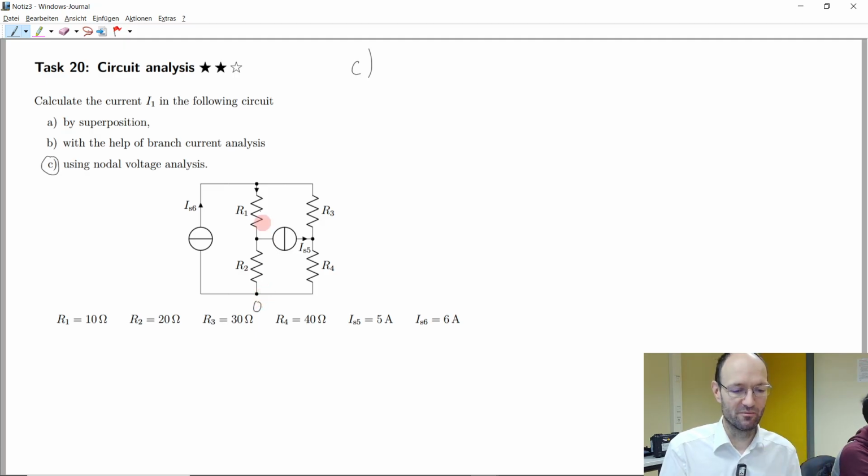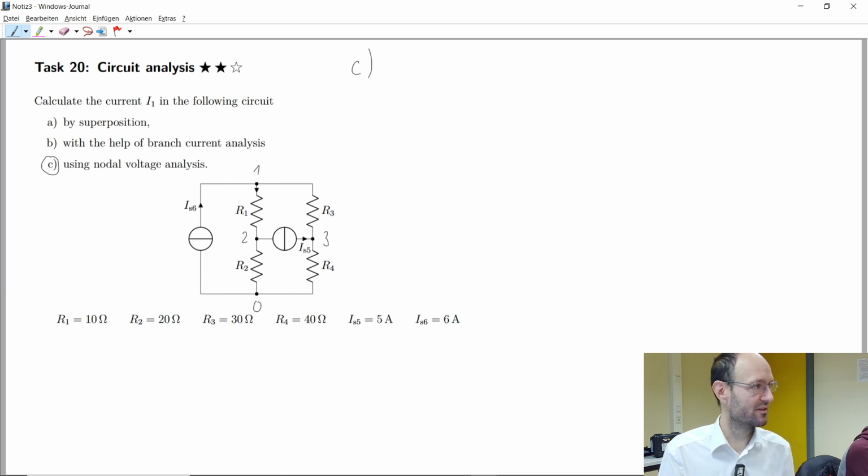we just number them. So, okay, let's say this is node 1, this is node 2, this is node 3, or you could also number them with A, B, and C, but usually you take numbers for them. Okay, so we have a reference node, we have numbered the nodes.